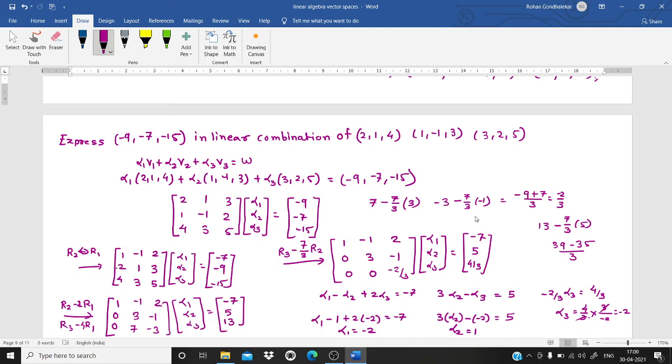What is K1? K1 is minus... what is alpha 1? It is minus 2. What is alpha 2? It is 1. And what is alpha 3? It is again minus 2. So if I substitute alpha 1 as minus 2, alpha 2 as 1, and alpha 3 as minus 2, the addition on the left-hand side is the same as minus 9, minus 7, minus 15. So this way one can express the given vector as a linear combination of the given set.